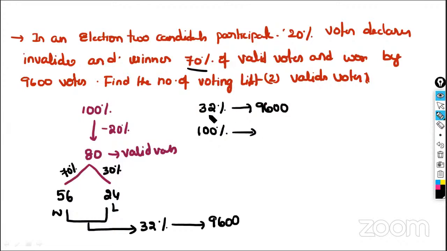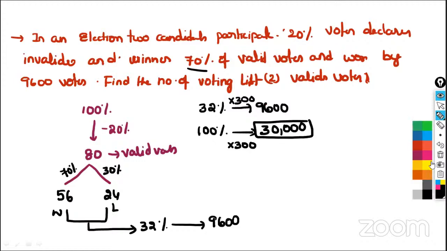Okay. So 32 into 3, 96 into 3. After that, 2 zeros. Same here, into 3, 2 zeros. That will be what? 30,000 votes polled. So polled votes, how much? 30,000.